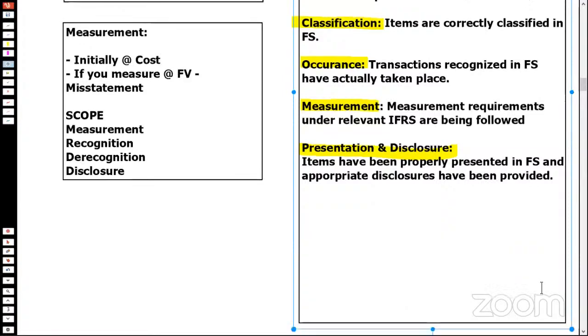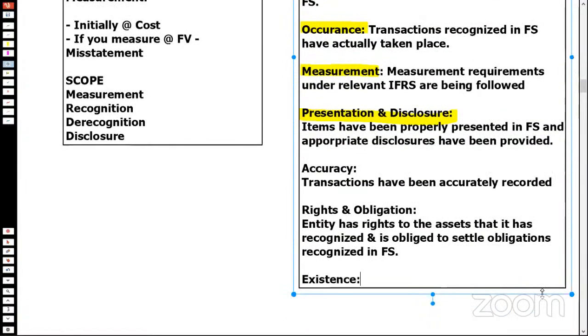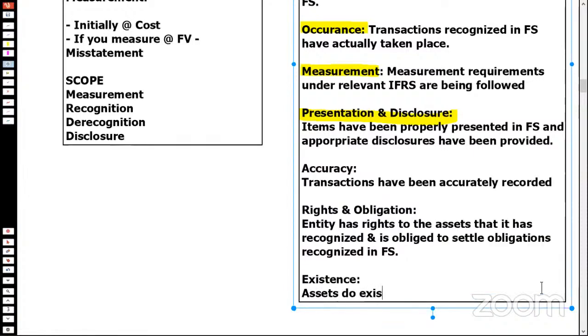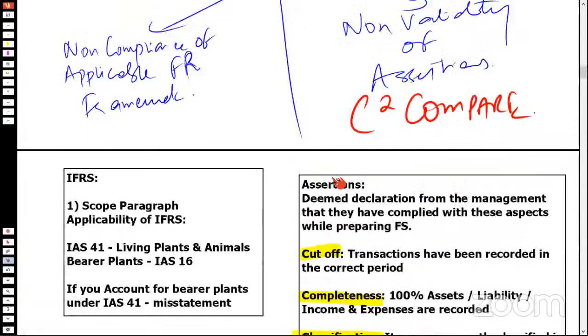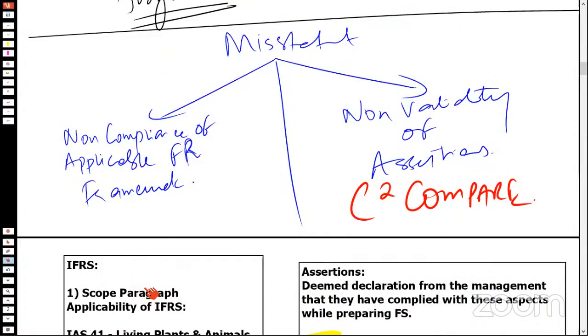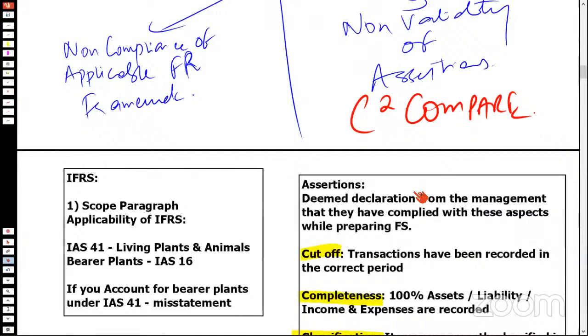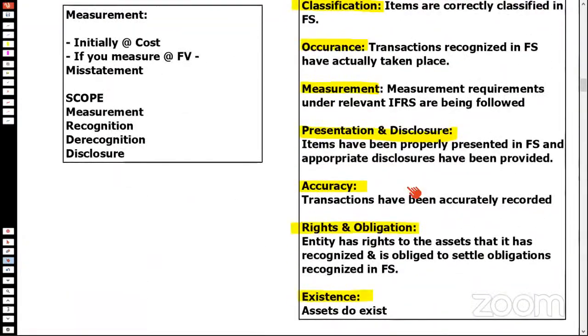The next aspect is this existence, which is that assets do exist. So whatever assets that we have recorded, they do exist. So when we talk about the concept of risk of material misstatement, we are actually saying that the misstatement could be that either you have not complied with the requirements of the IFRS, or any of the assertions in your financial statement is not appropriate. That is going to be considered as misstatement. And in case that misstatement is of material nature, then the auditor has to be aware, then the auditor has to be alert.